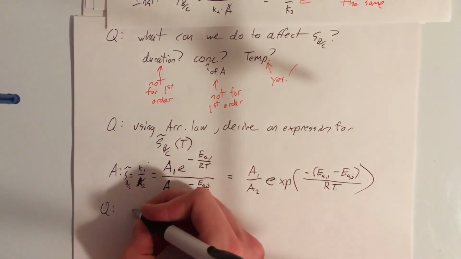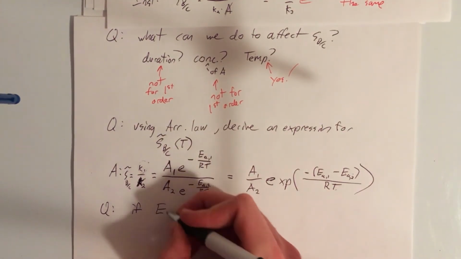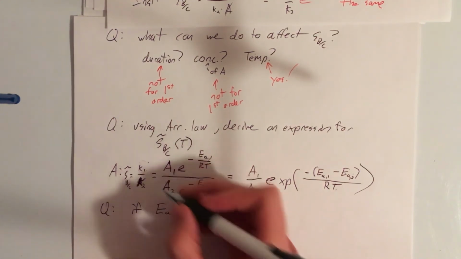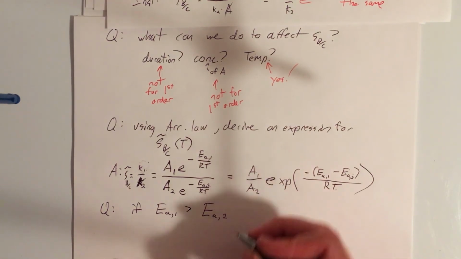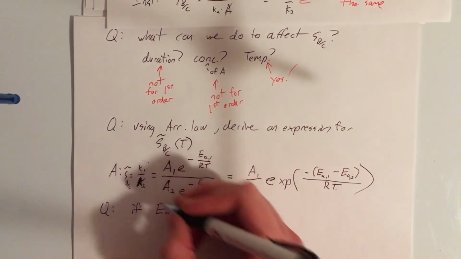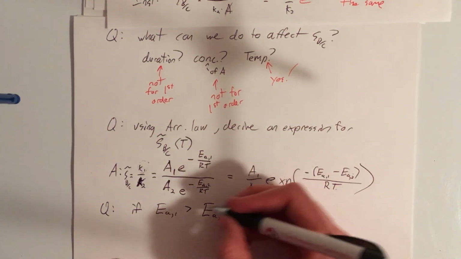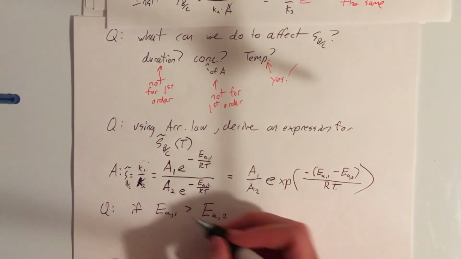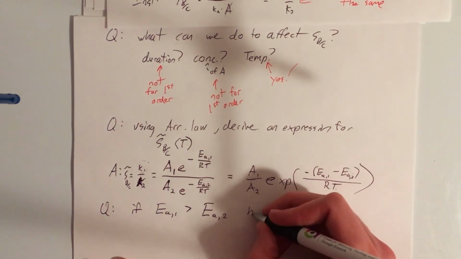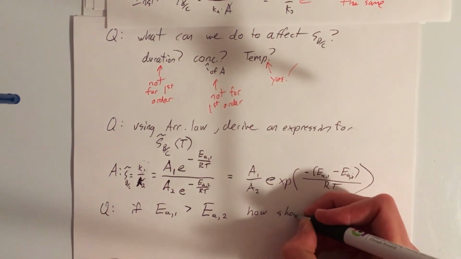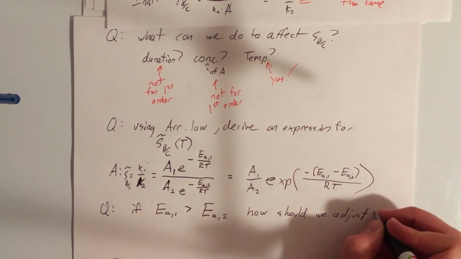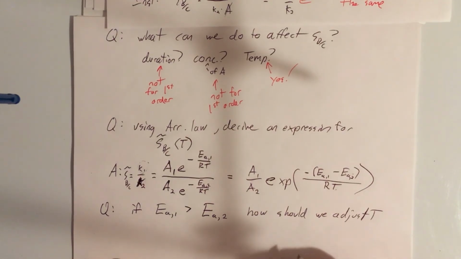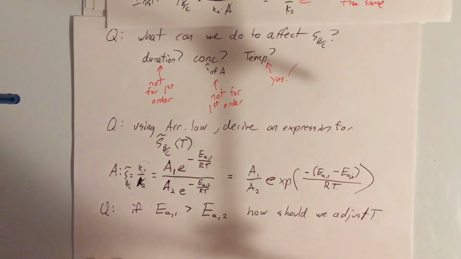So question: if the activation energy for our first reaction associated with K1 is greater than the activation energy of our second reaction associated with K2, how should we adjust our temperature in order to favor our desired product, K1? So pause the video now and think about that.